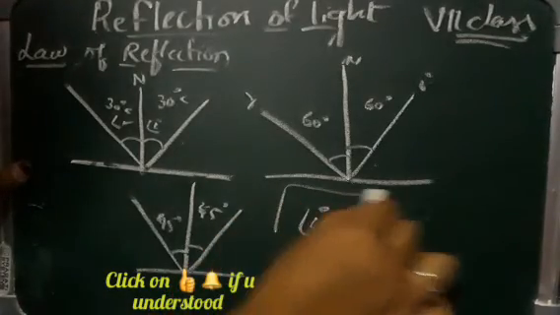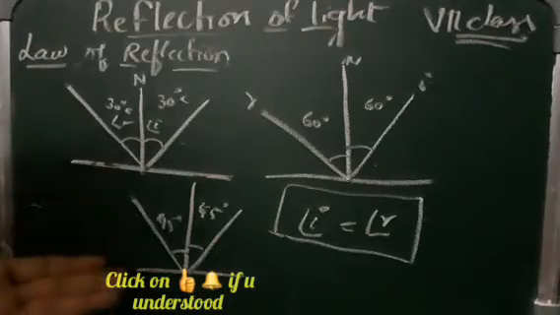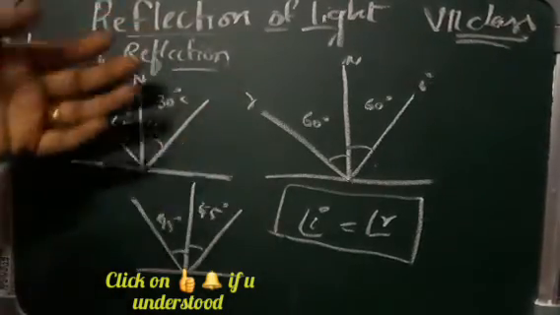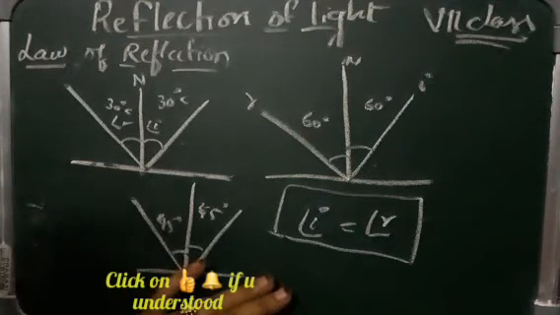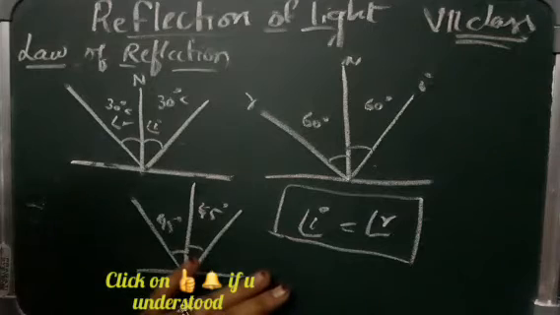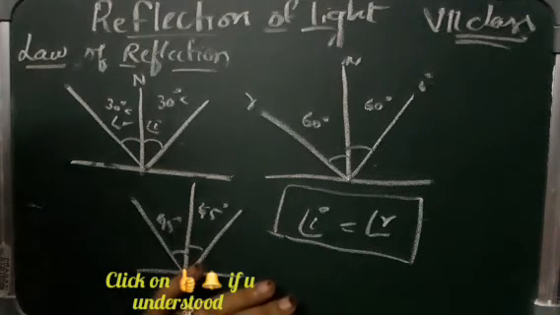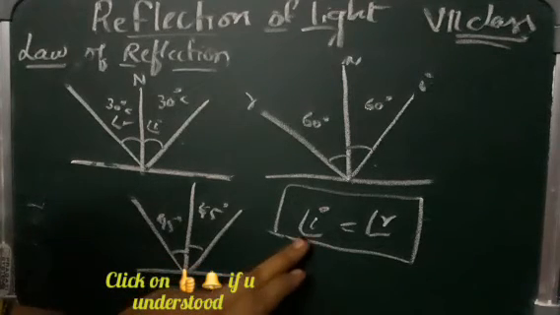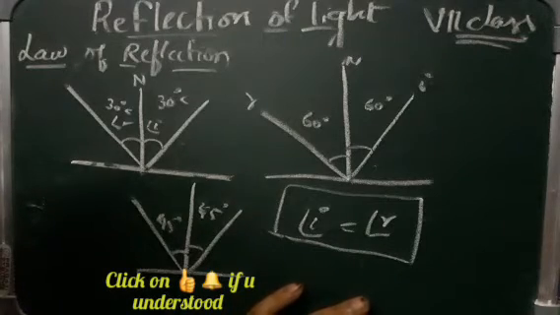We can go with any degrees. You can try 30 degrees, 60 degrees, 45 degrees, 90 degrees, whatever you want. If you go with any angle, you will see that whatever the angle of incidence is, that only will be the angle of reflection. So the law of reflection states that the angle of incidence is always equal to the angle of reflection.